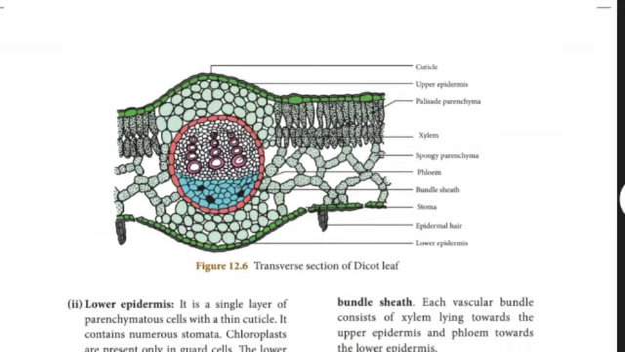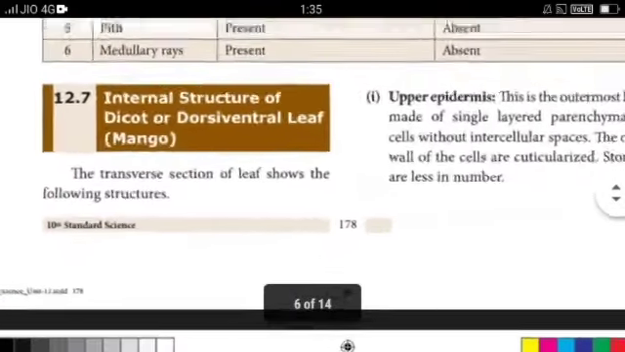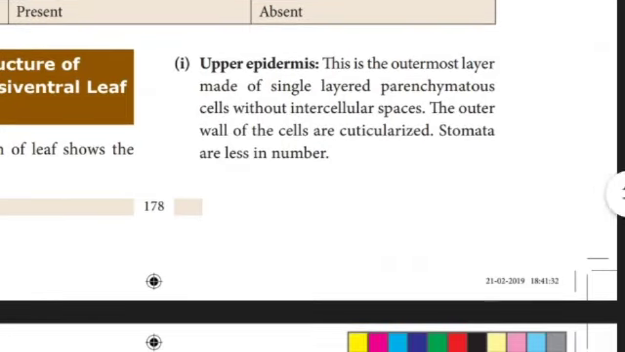In this dicot leaf they have two epidermis, one on the upper side and another on the lower side. First, upper epidermis. The upper epidermis is the outermost layer of single layered parenchymatous cells without intercellular space. The outer wall of the cells are cuticularized, and stomata are less in number.